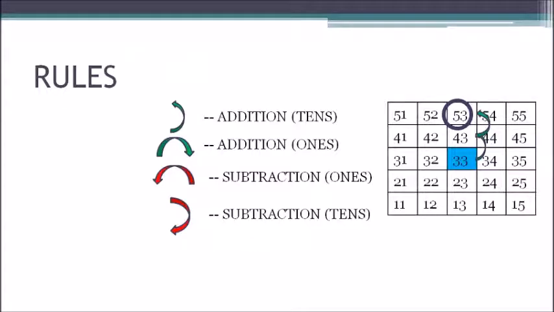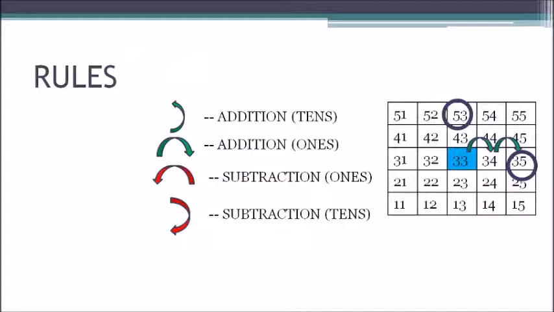So when someone asks us to add 2 ones, then what we have to do, we have to take 2 steps towards right. When we take 1 step towards right, we will reach to 34. When we will take another step towards right, we will reach to the 35. So we have to take 2 steps towards right for addition of 2.